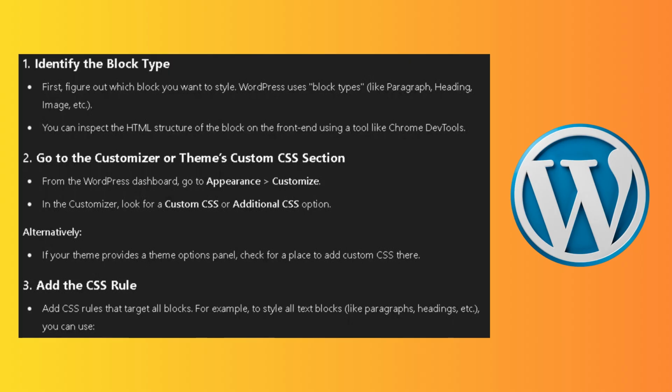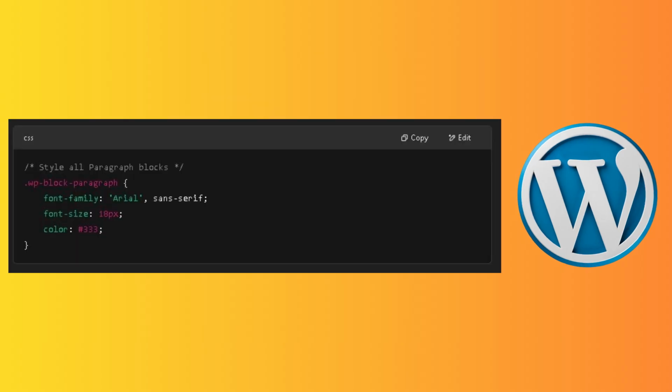Go to the Customizer or Theme Custom CSS section. From the WordPress dashboard, go to Appearance, then Customize. In the Customizer, look for Custom CSS or Additional CSS options. Alternatively, if your theme provides a theme options panel, check for a place to add Custom CSS there.